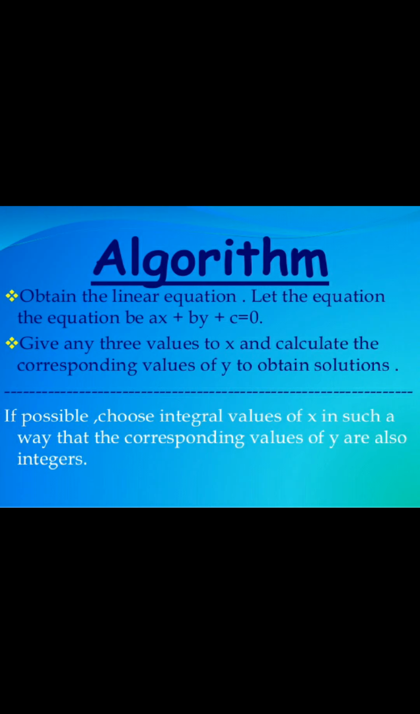Sometimes we see if we put the value of x, we get the value of y in the form of rational numbers, then it will be difficult for you to draw the graph of a rational number. So always choose those values of x which are integers, and we also get the value of y in the form of integers.